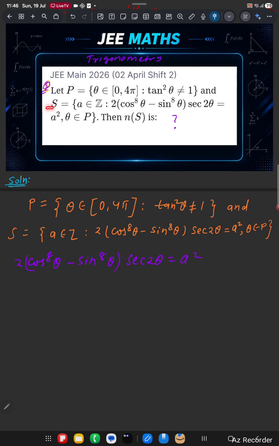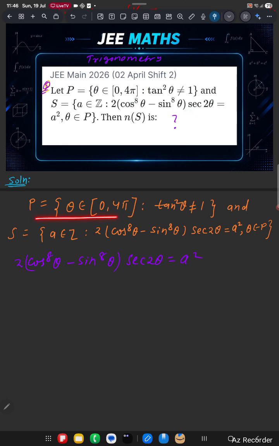Now another is set S, where the members of set S are of the type A belongs to Z, means set of integers, also satisfying this equation which says twice of cos power 8 theta minus sin power 8 theta into sec 2 theta equal to a square, and theta belongs to P, means this theta is coming from this set. Then you have to find n(S), means number of elements in the set S. Okay, this is the question.